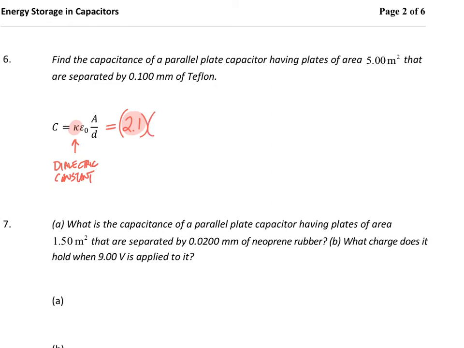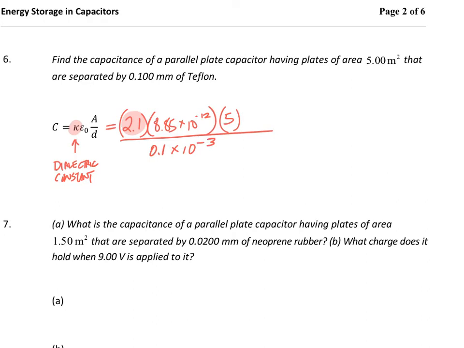All right. Epsilon naught, we use this every now and then. It's just a constant. Its numeric value is 8.85 times 10 to the minus 12. Happens to be farads per meter. Okay. But that's not nearly as important. The area was 5 square meters. And separation distance is 0.1 millimeter. So that would be 0.1, but we need it to be in meters. So we would have to convert it.